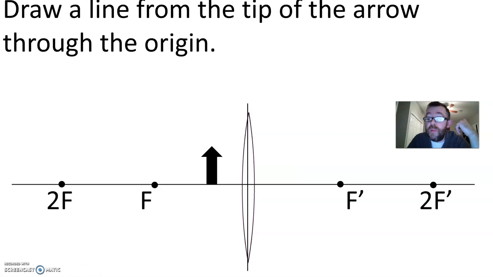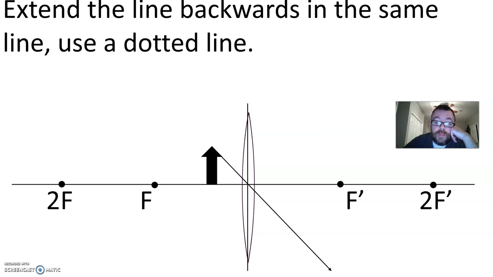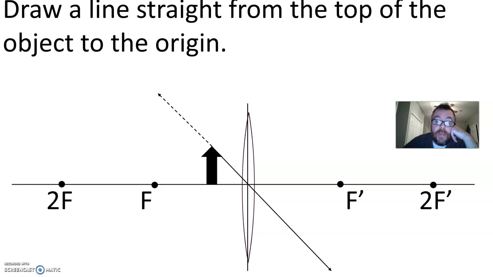As before, and this one's complex, so pause when you need to. Draw a line from the tip of the arrow through the origin. You see that there. Next, extend the lines backward in the same line using a dotted line, like I've done here. Next, draw a line straight from the top of the object to the origin. You see that. Pause as you need to.